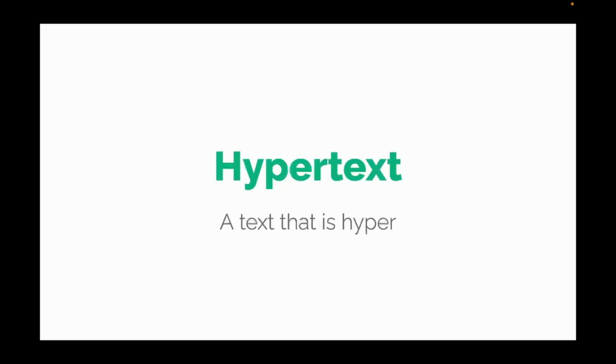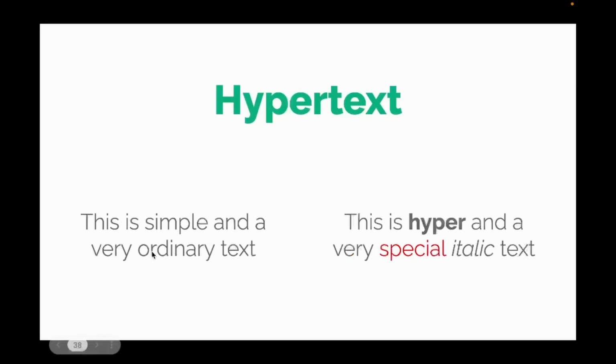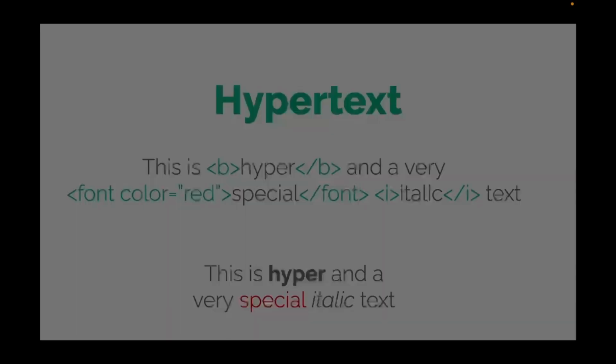Now what is hypertext? This is text that is really very hyper. Okay. Here is an example. This is a very simple and ordinary text, whereas this is a hypertext which contains some formatting, some cosmetic changes over here. So this is a hypertext. This is a simple text.